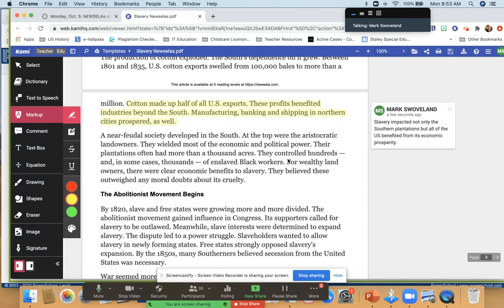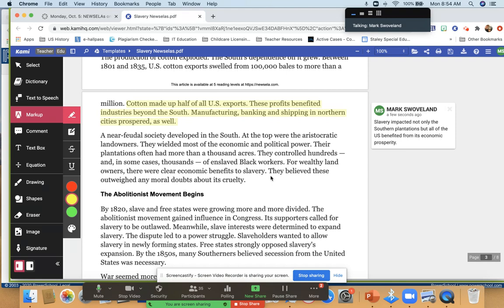They wielded most of the economic and political power. Their plantations often had more than 1,000 acres. They controlled hundreds, and in some cases, thousands of enslaved black workers. For wealthy landowners, there were clear economic benefits to slavery. They believed that these outweighed any moral doubts about its cruelty.